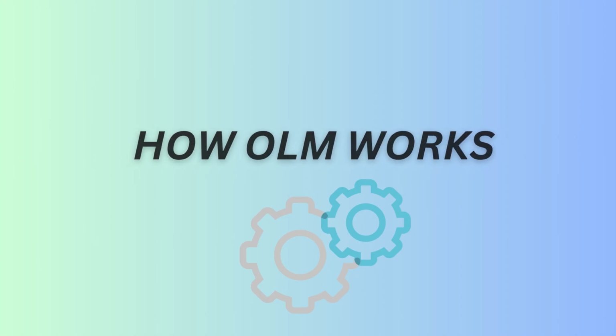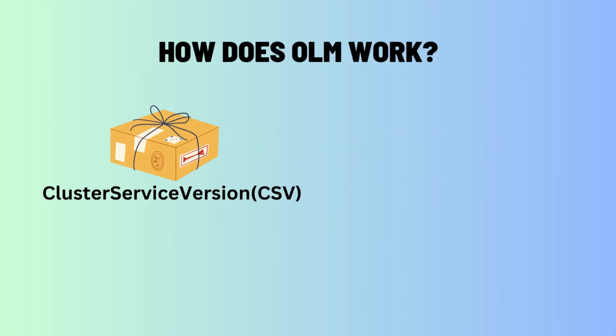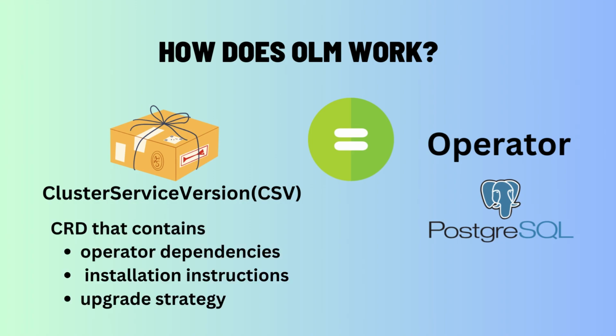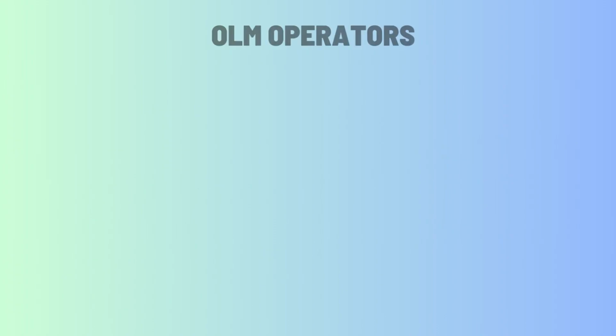OLM works by using a packaging format called Cluster Service Version, or CSV. Cluster Service Version represents an operator and is a Kubernetes custom resource definition that contains all the information that OLM needs to install and manage an operator, including the operator's dependencies, its installation instructions, and its update strategy.